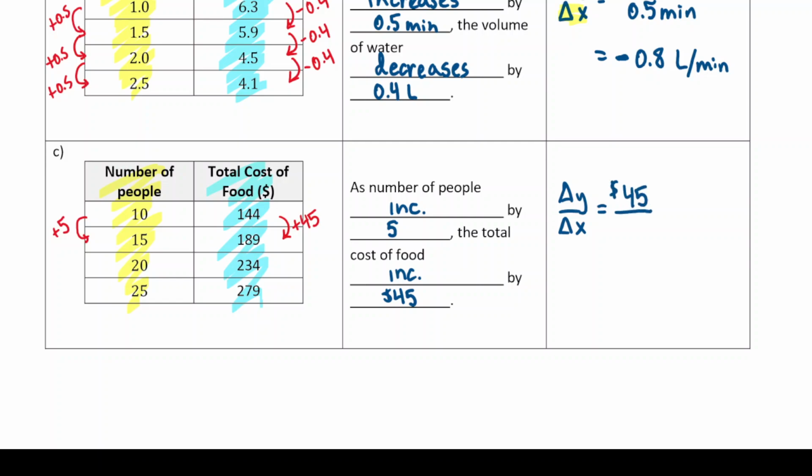Okay, so change in y over change in x is going to be $45 on top, that's the y value, right? And then 5 people. You can divide those numbers to get one answer, $9 per person. We don't say people anymore because it's only talking about one person. So the cost is going to go up by $9 a person. Okay, that's rate of change. So that describes how the pattern of x and y changes relate to each other. All right, that's the end of the lesson.